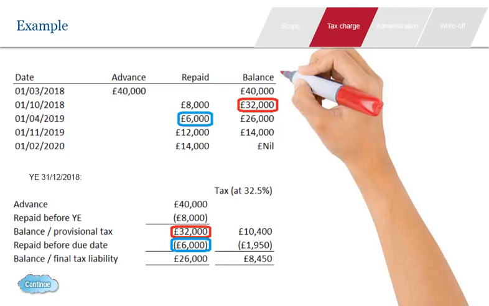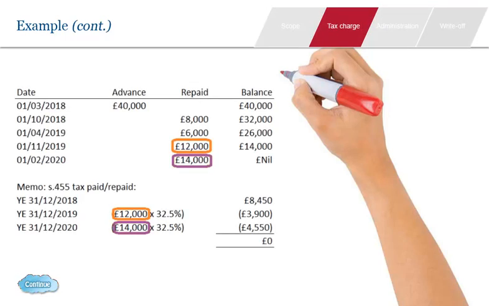32.5% of this amount. The next step is to claim relief for repayments made after the year end but before the due date. We have a repayment of £6,000, as shown in blue on the slide, and so the relief due is 32.5% of that figure, being £1,950. This reduces the final tax liability to £8,450. The tax was payable on 1st October 2019.